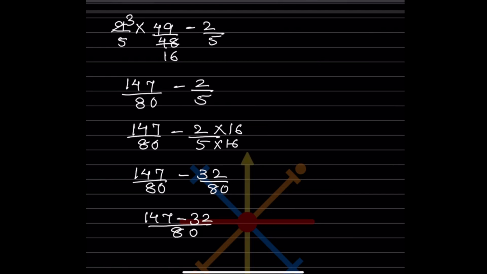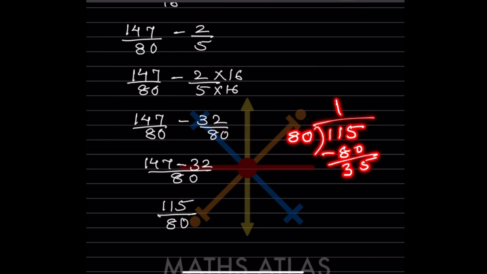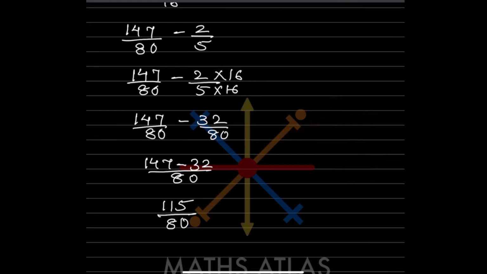So what should be the answer? 147 minus 32. So that will be 115 divided by 80. So that is 115 divided by 80. And this, since it is an improper fraction, we can simplify it further. We can write here 115 divided by 80. So this is going to be 80 ones are 80. So this is one integer 35 by 80. So now let us write here one integer 35 by 80.